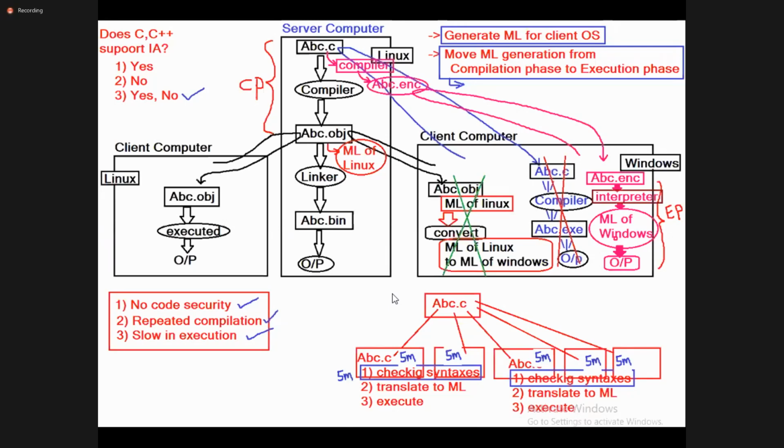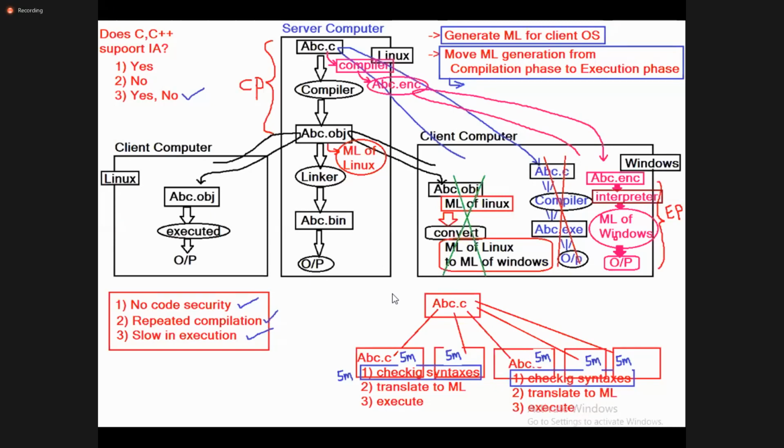Same way here also, in the server computer I'll come to know only the server operating system. If you want to know the client operating system, let the client request for execution. So at execution time only we'll come to know the client operating system. So if you want to make C a platform independent programming language, then what to do? We must move machine language generation from the compilation phase to the execution phase. For that, I need to make some changes in the C language. What are the changes?